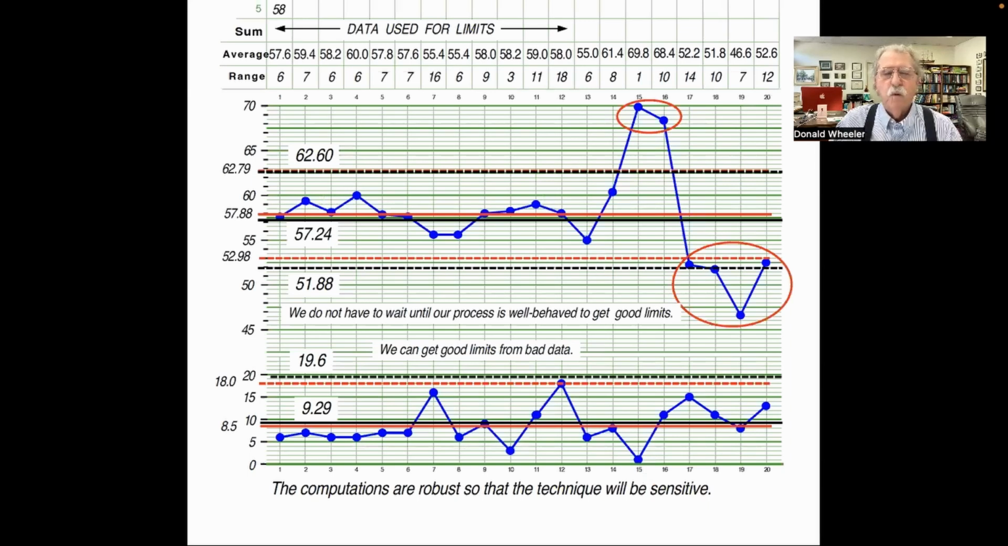We do not have to wait until our process is well behaved to get good limits. We can get good limits from bad data. You see, the computations are robust so that the technique will be sensitive. And we're going to find out why that happens today.